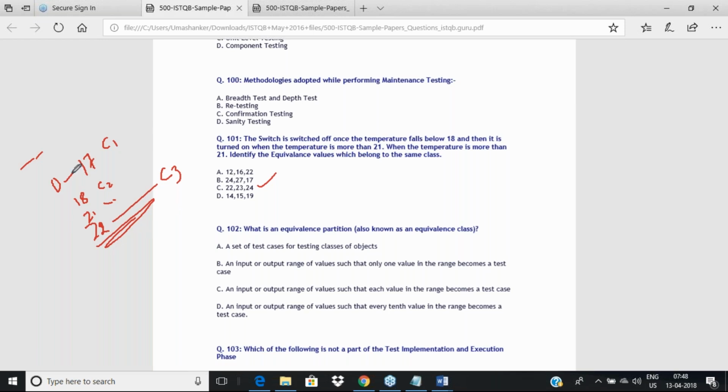You have to categorize all the inputs. Below 18, one category, that is up to 17. 18 is a different category. 21 is a different category. 22, 23, 24 up to infinity will be one category. Negative numbers one category. Characters one category. Special characters one category, right? And then he's asking which all belong to the same class. So obviously this one, 100%, should be C.